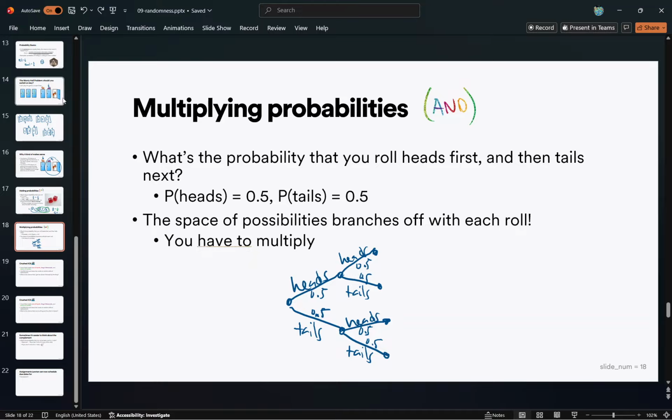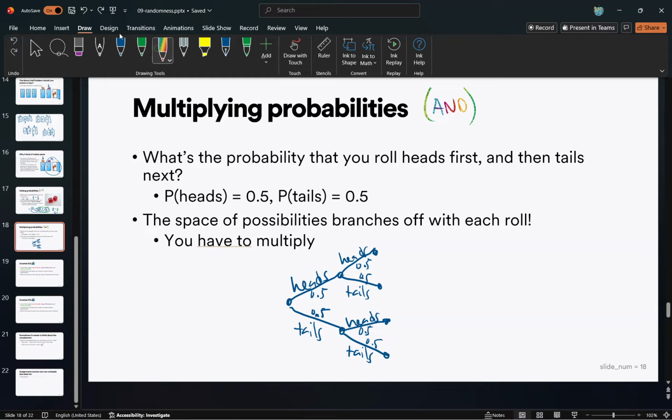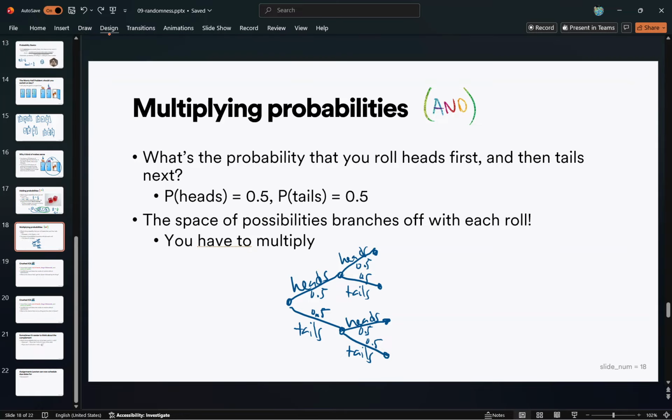Four options total, and the one that we care about is heads first, then tails. I care about this one. And do you see how all the different options, there are four of them, are equally likely? So there's a 1/4 chance it was heads then heads, a 1/4 chance it was heads then tails, a 1/4 chance it was tails then heads, and a 1/4 chance it was tails then tails.